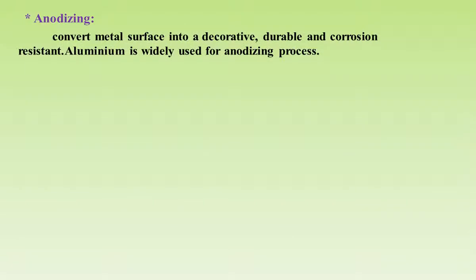Anodizing. Anodizing is an electrochemical process that converts the metal surface into a decorative, durable and corrosion resistant one. Actually, anodizing is a method to prevent corrosion. We have a lot of metals. If you change the metal surface into decorative, durable or corrosion resistant, aluminum is widely used for the anodizing process.